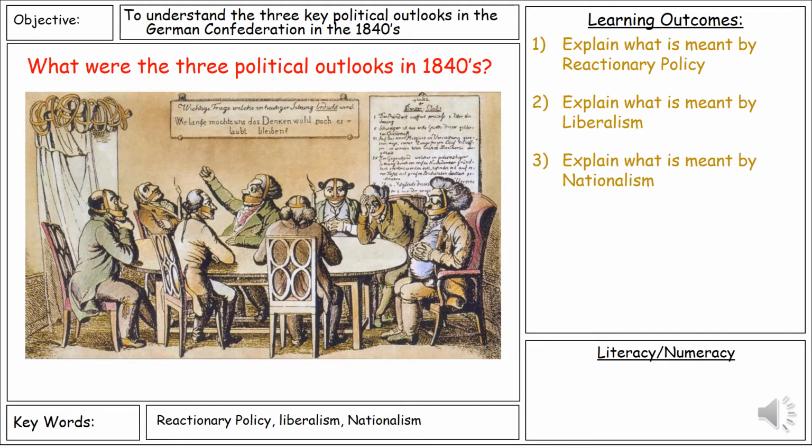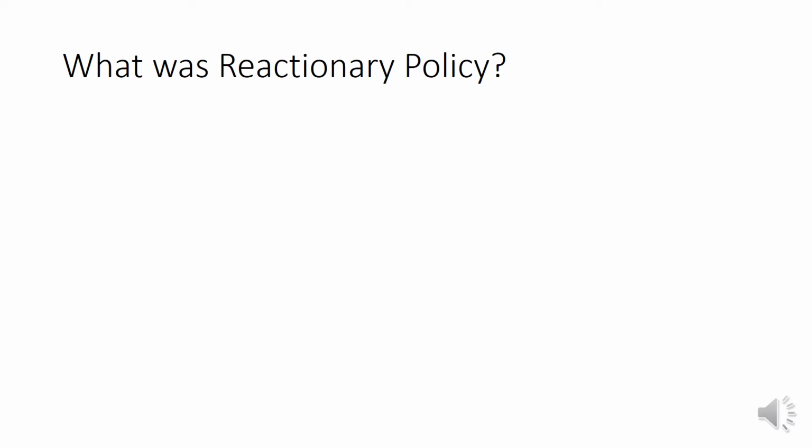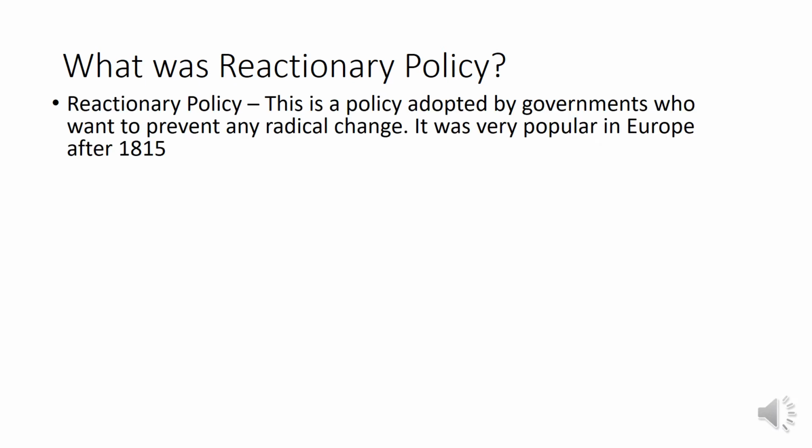So let's get started. What was reactionary policy? Reactionary policy is a policy adopted by governments who want to prevent any radical change. It was very popular in Europe after 1815. So what does this mean? Well, reactionary policy was adopted by governments when they actively wanted to stop any reform. Specifically, reform for ordinary people to have more of a voice or more say in what happened in the country.